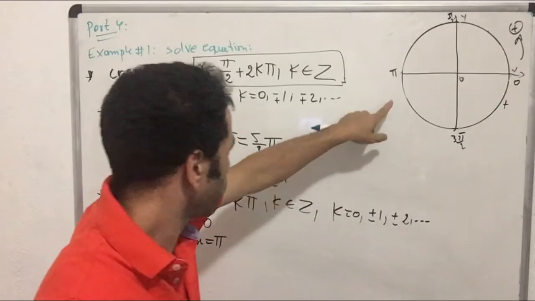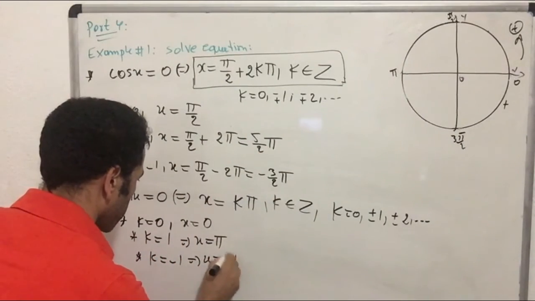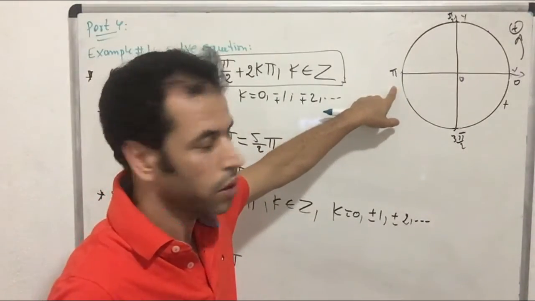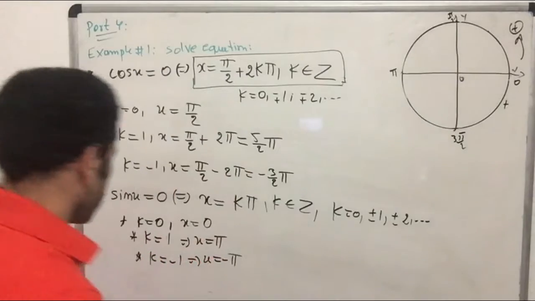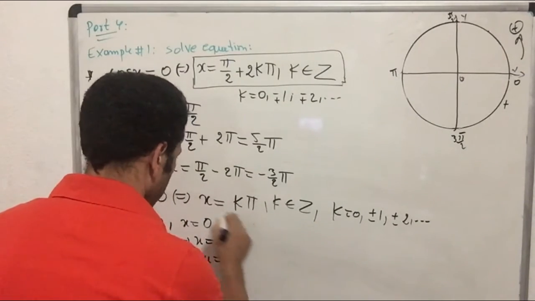K equal to minus 1. That means x equal to minus pi. Sine of minus pi equal to 0. So this solution is valid as well. So that means my solution is this one for this equation.